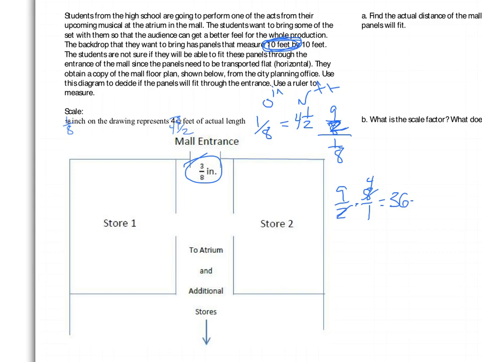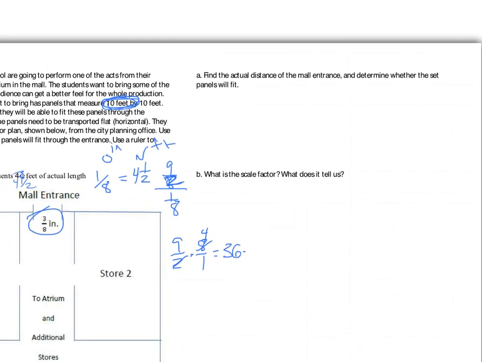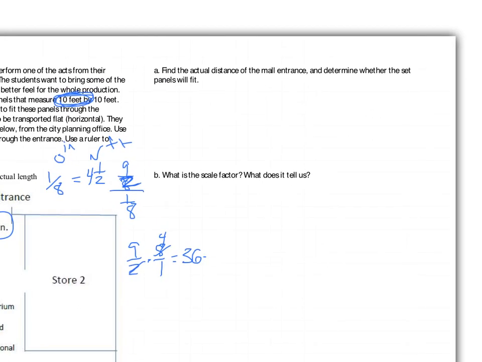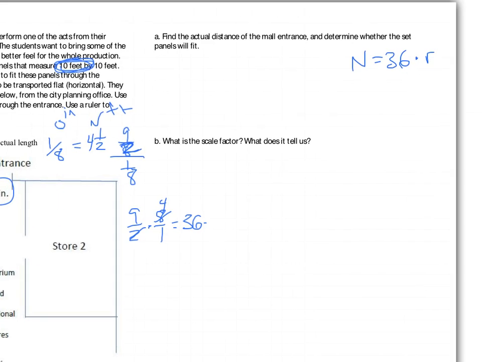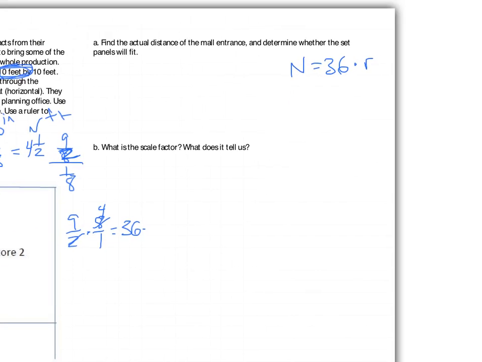So I can write my equation. I'm going to do this over here because this is where we're trying to figure out whether the panels will fit. The new is equal to 36 times the original. And over here on the original, we're seeing that the mall entrance is 3/8 of an inch. So I'm going to plug that in. New is equal to 36 times 3/8.